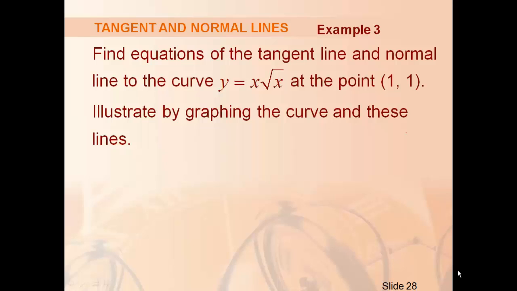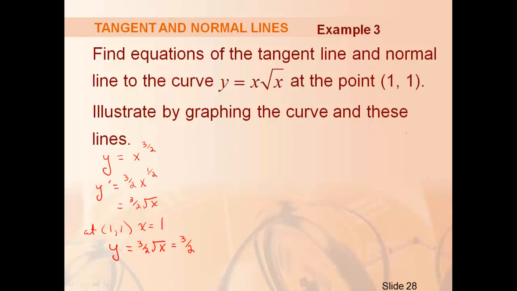Okay, to find the equation of a line, we need the slope, and we've learned by now, I hope, that to find the slope, we need the derivative. So if we write y equals x times the square root of x in its exponential form, we have y equals x to the 3/2. Find its derivative, and it would be 3/2 x to the 1/2 using the power rule, which is 3/2 times the square root of x, and we need that slope at the point 1, 1.